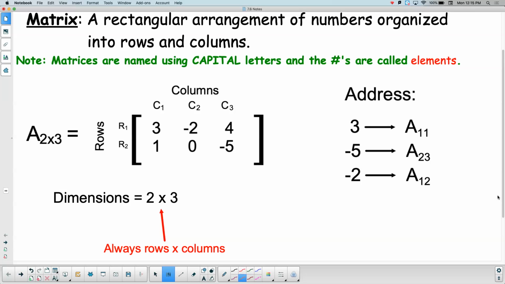So if I were to tell you what this matrix A was, I would read it as, matrix A is a 2 by 3 matrix, 3, -2, 4, 1, 0, -5. Rows, left to right, pause, next row, pause, and so on. So that it's not just 3, -2, 4, 1, 0, -5. Pause after each row, kind of like a reset. Any questions on the organization behind a matrix?